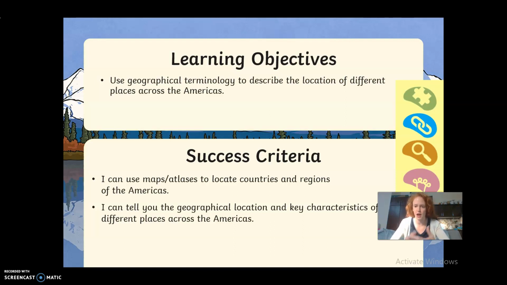Right, success criteria. How will you know that you reached the objectives? Well, you will be able to use maps or atlases to locate countries and regions of the Americas. And you will be able to tell me the geographical location and key characteristics of different places across the Americas. Okay, that's what we are going to be doing in this class.